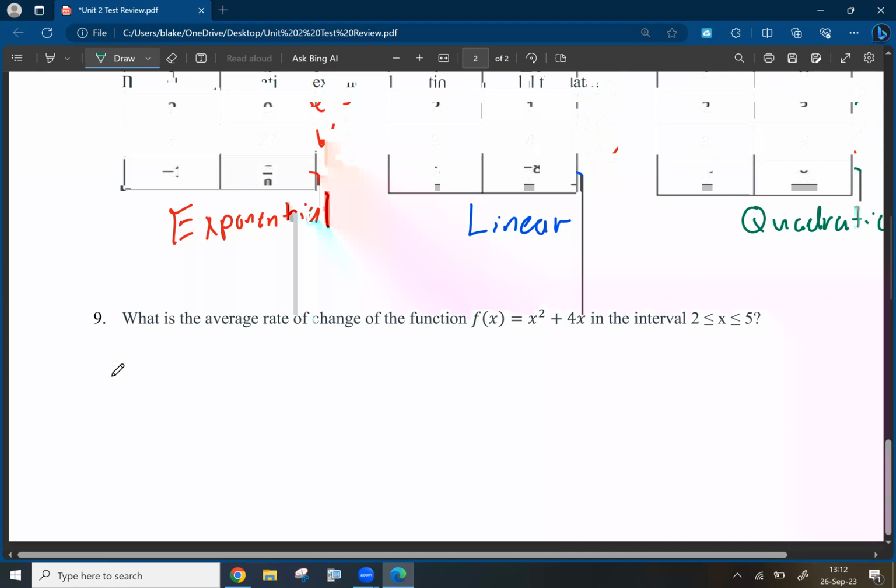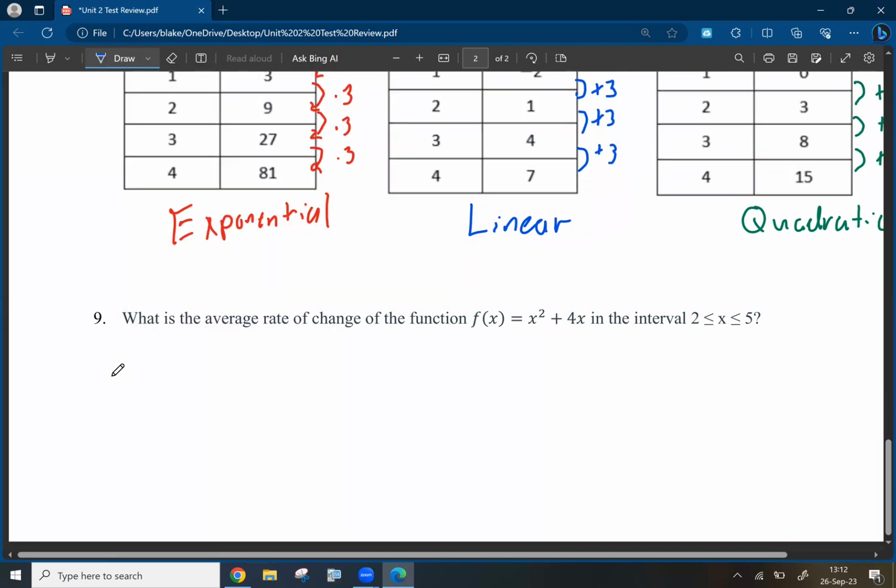So essentially we have 2 points, right? We already know the x values of these points. We have 2 something and we have 5 something. So what we need to know is the y values. If we know the y values, then we can do y2 minus y1 over x2 minus x1. But I need the y values. So in order for us to find the y values, I've got to plug 2 into the function to get its y value, and then I've got to plug 5 into the function to get its y value.